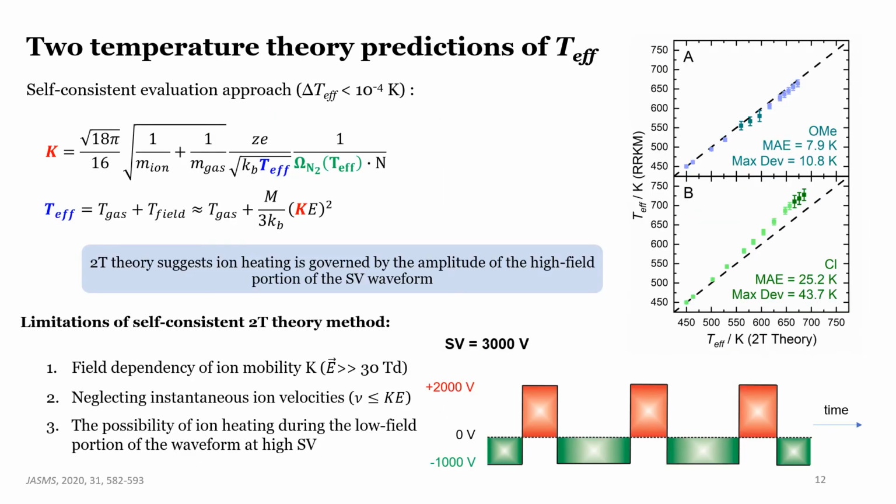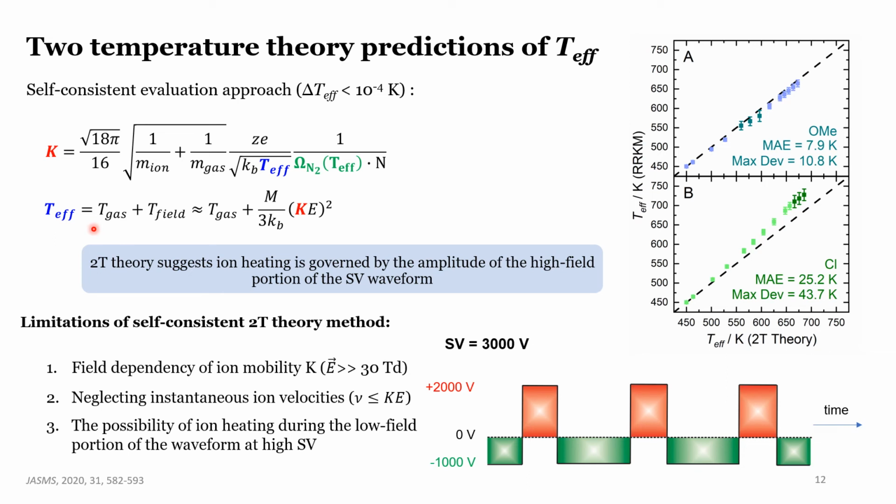This linear relationship of ion temperature with its internal energy structure begs the question of whether first principles methods can be used to model ion temperatures in the DMS. Effectively, one can make a self-consistent evaluation approach using only the Mason-Champ relationship with collision cross-sections modeled at various ion temperatures. Initial evaluation of the ion mobility K at the temperature equal to the bath gas temperature allows for an initial guess of ion effective temperature using two-temperature theory.